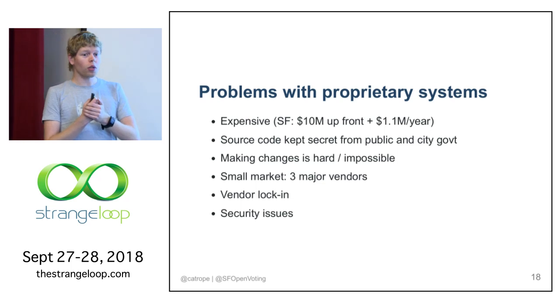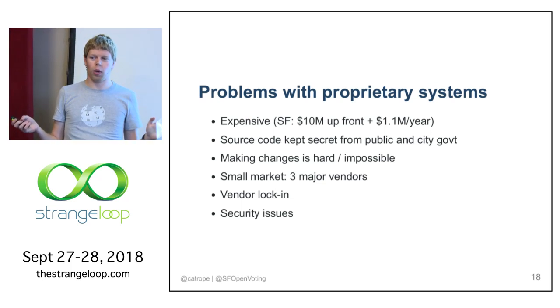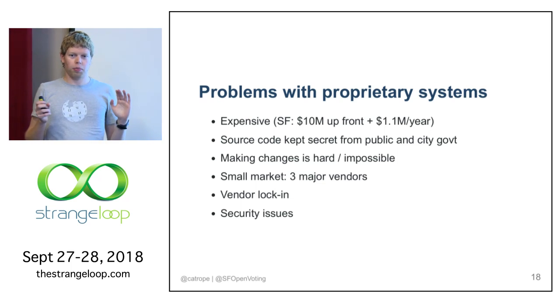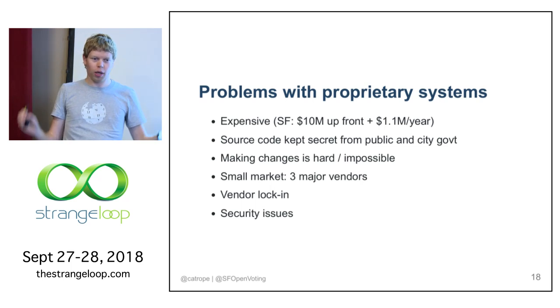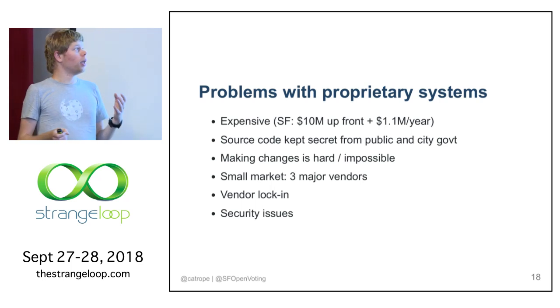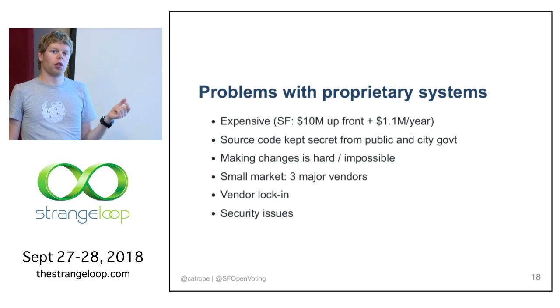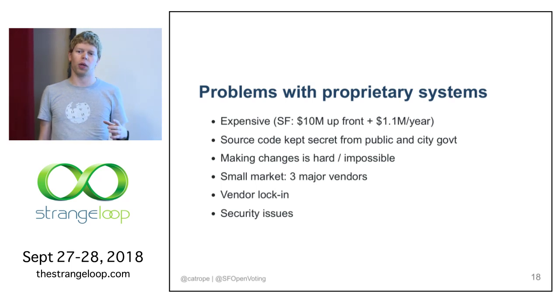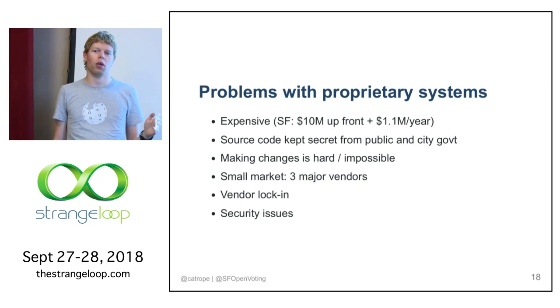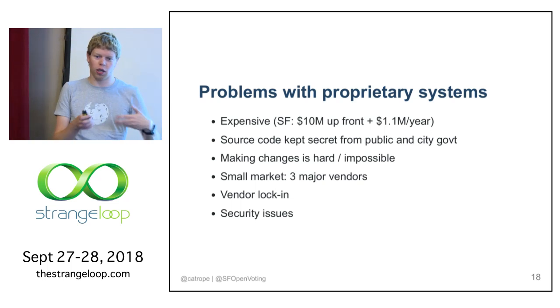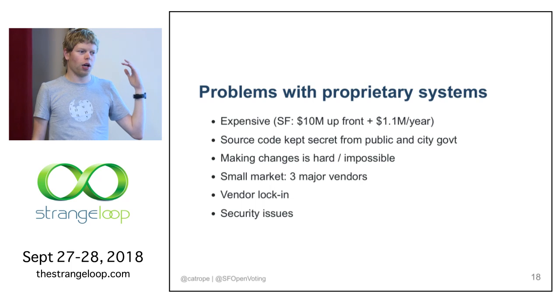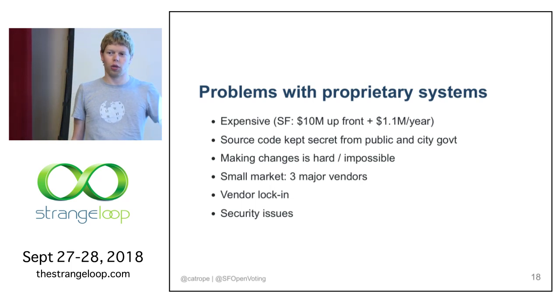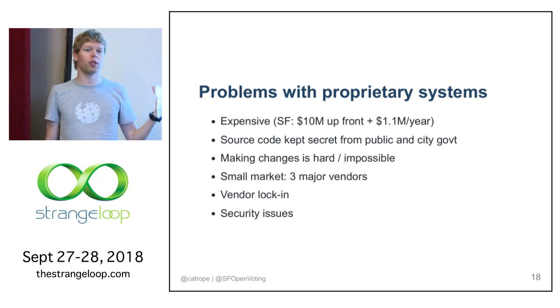So going towards more like why we would want to use open source software, proprietary software has all the classical problems that you might have heard of. It is expensive. In San Francisco, we spent $10 million to buy the system, including the hardware, and then we spend, on average, about $1 million a year to license it. And some of these are ongoing license costs, some of these are per election costs. So this is an expensive year because we had 2 elections in 2018.